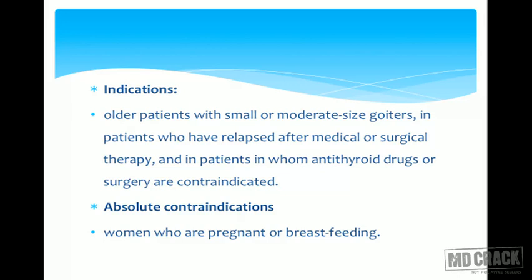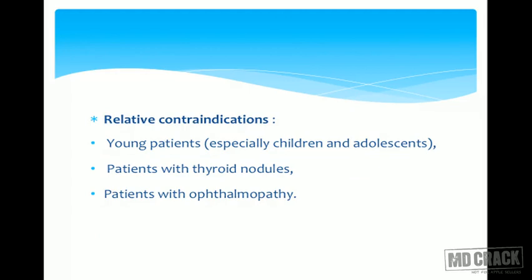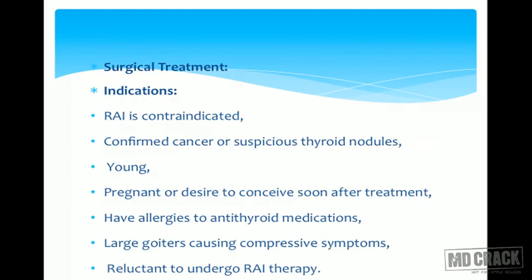What are the absolute contraindications? Women who are pregnant or breastfeeding. Relative contraindications are young patients, especially children and adolescents, patients with thyroid nodules, and patients with ophthalmopathy. Next, we have the last option of treatment, which is surgical treatment.